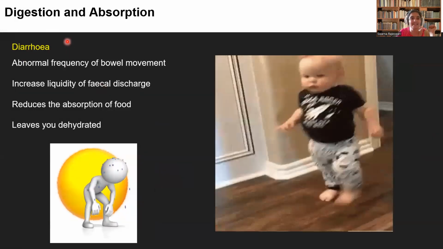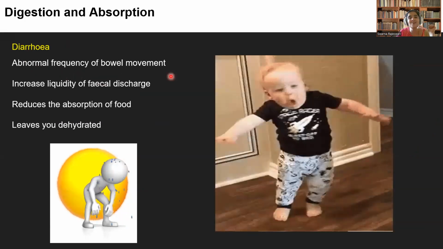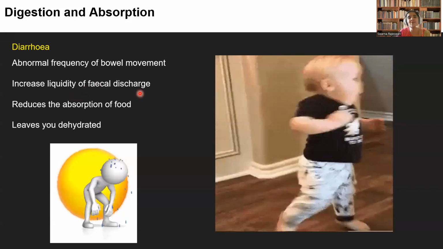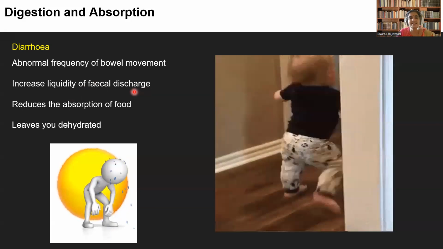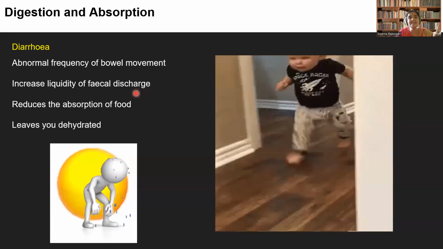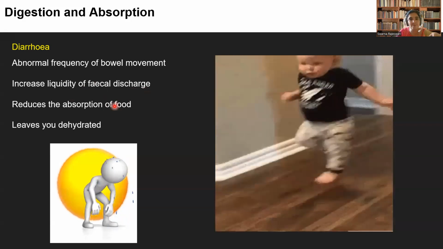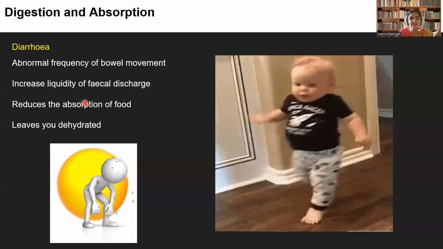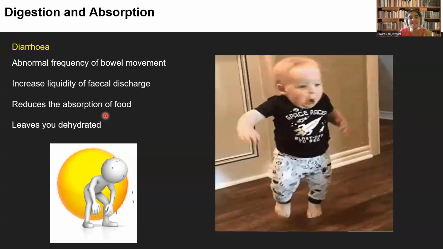Another disorder of our digestive system is diarrhea. How can we define diarrhea? It is the abnormal frequency of bowel movement. Why does it occur? Because there is an increase in the liquidity of the fecal discharge. It occurs because of less absorption of the digested food; when it is not absorbed properly, it causes diarrhea. So what happens during this? When there is more frequency of bowel movement or more fecal discharge, it leaves us dehydrated.